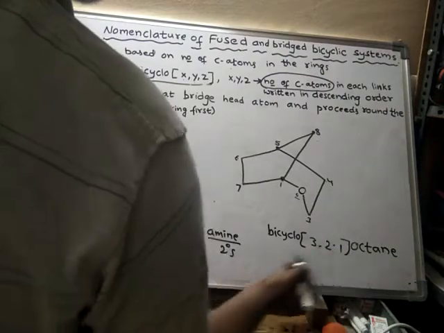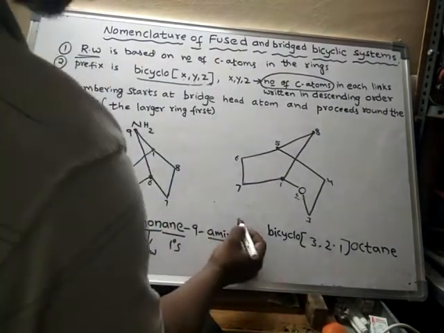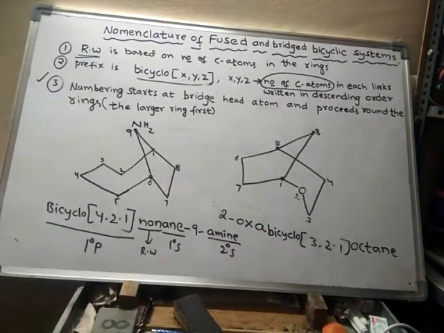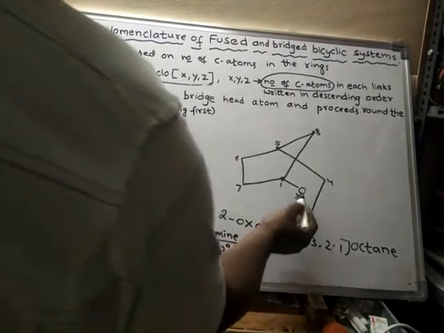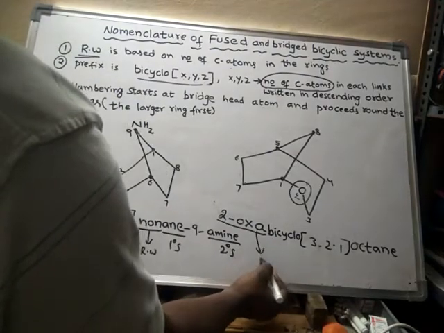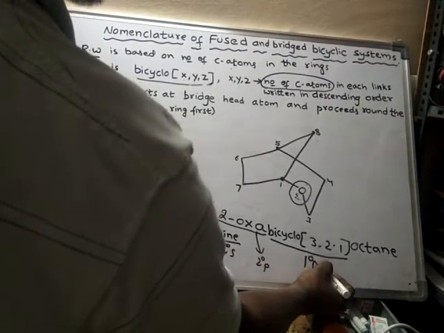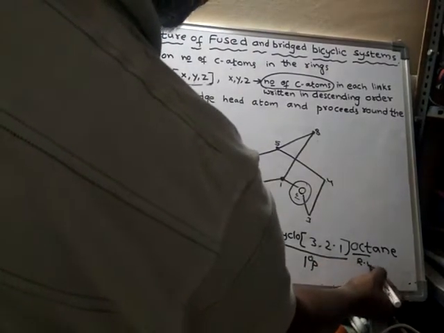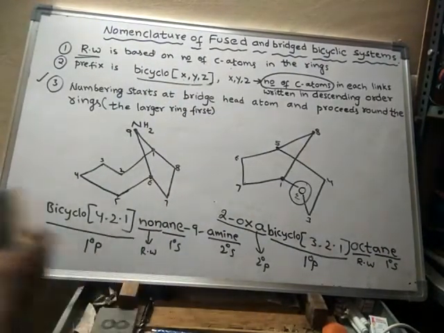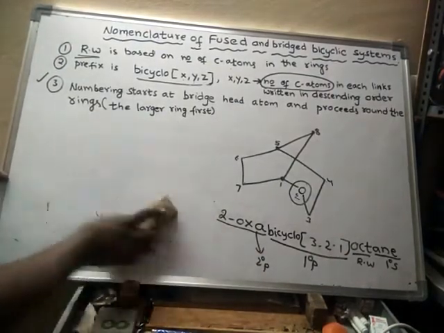Bicyclo 3.2.1, but here it is not plain octane. Which octane is it? 2-oxaoctane, because here there is a substitution. That substitution we write as a secondary prefix, and this is the primary prefix, this is the root word, and this is the primary suffix. So this is the name of the compound. In this way the name of this compound will be written.